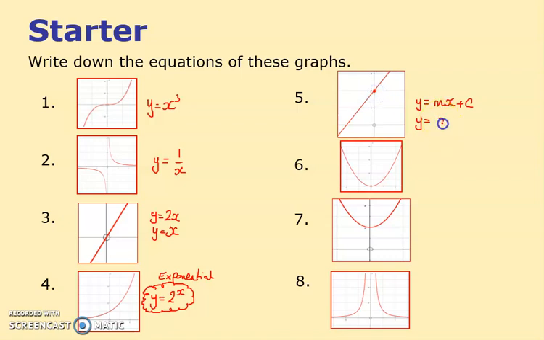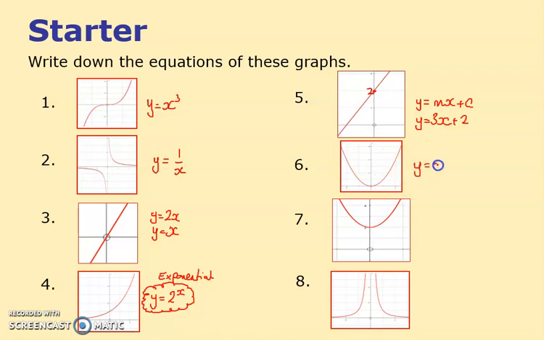So I'm going to say y equals x plus 2, but you could have said 3x plus 2 for all I care. It just needs to be a set number of x plus a number. And if that is crossing at 2, then it's definitely y equals so many x plus 2.